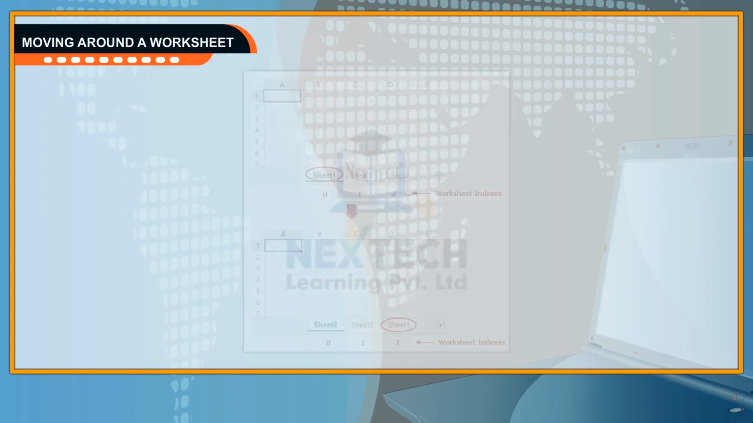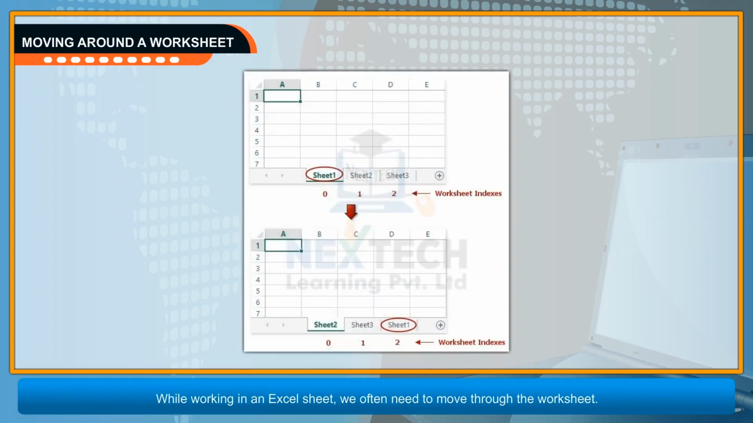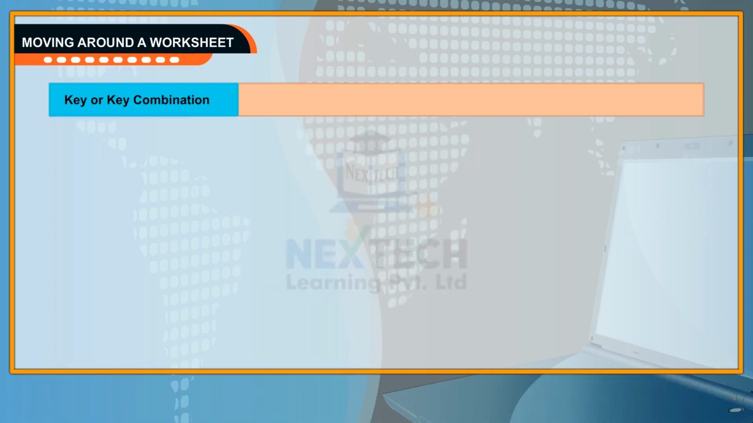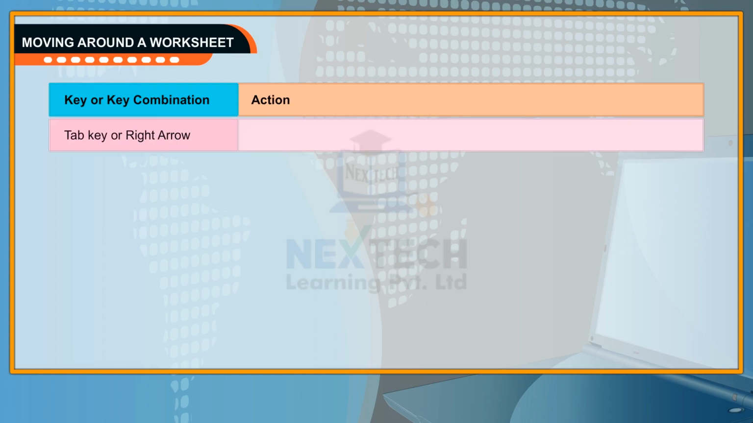Moving around a worksheet. While working in an Excel sheet, we often need to move through the worksheet. Let us learn about the keys or key combinations that help in moving around the different parts of a worksheet. Key or key combination, action. Tab key or right arrow. Pressing it once moves the cell pointer one cell to the right.